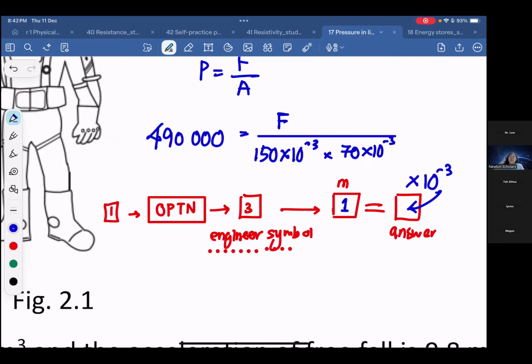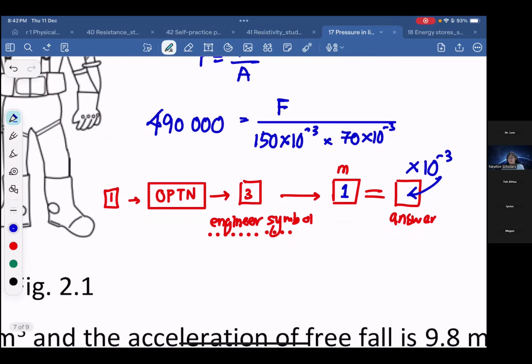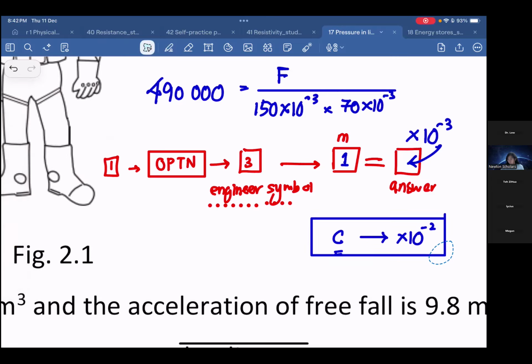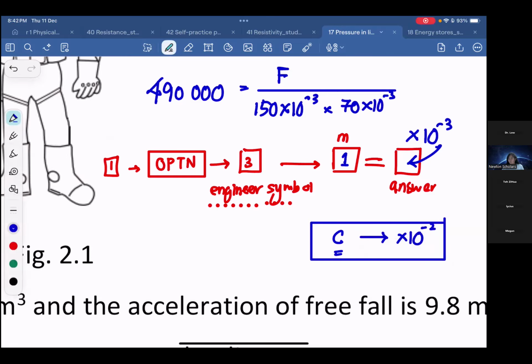Yes, correct. Okay, for the engineer symbol, most of the symbols are already inside your calculator. You can find them through this method that I teach you. But there is one prefix that is not included, which is the C, centi. This C is very commonly used in our physics. This is times 10 power of negative 2. It isn't provided in the engineer symbol, so you have to know it by yourself. C is times 10 power of negative 2.